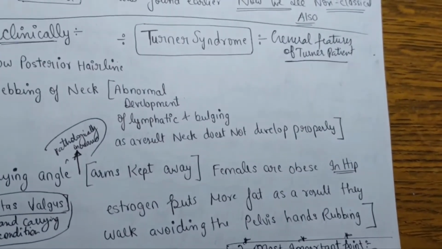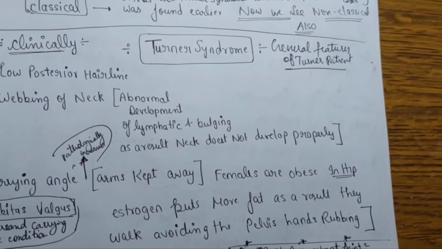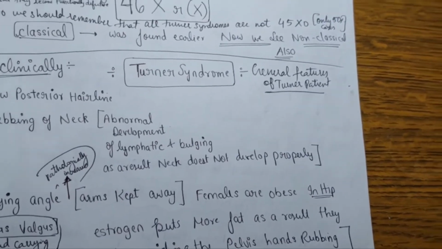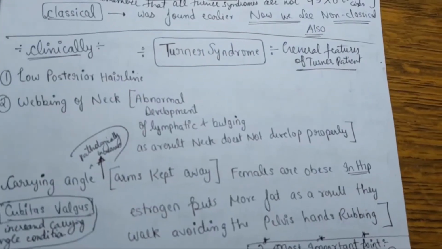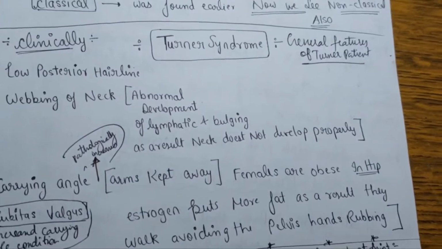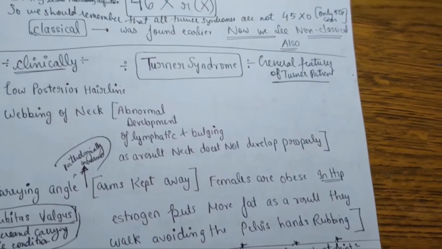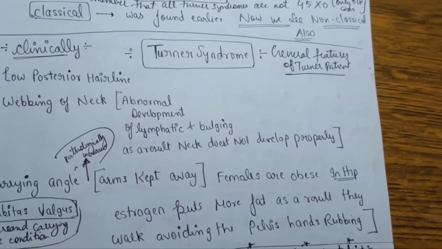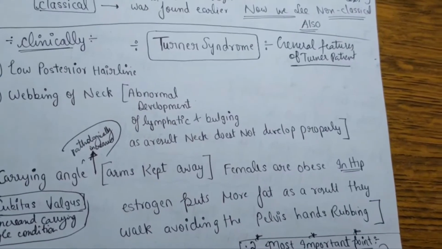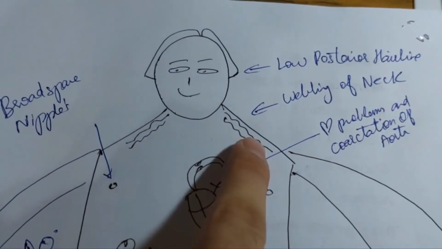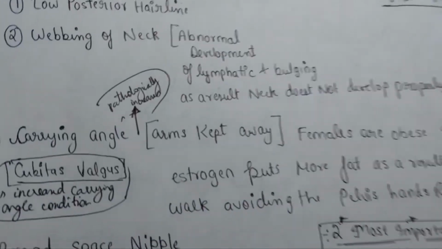Now we will see the general features of a person who suffers from Turner syndrome. One of the most important things about Turner syndrome patients is that they are short-heighted. They have a short height. So for example, here I drew a patient who has a short height. These patients are going to have a low posterior hairline, webbing of the neck. Webbing of the neck is because there is abnormal development of lymphatic vessels around the neck, so the neck does not develop properly. Webbing basically means wide neck.